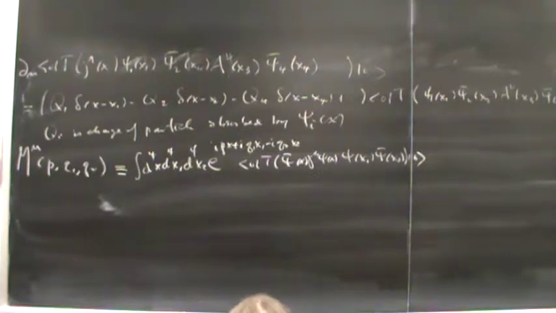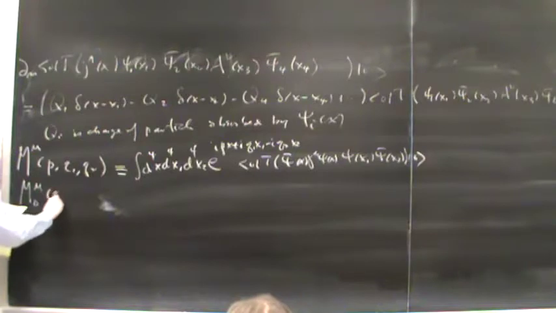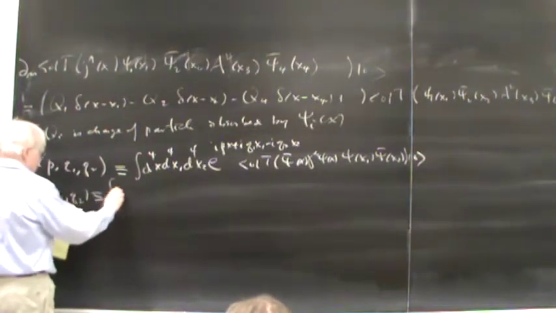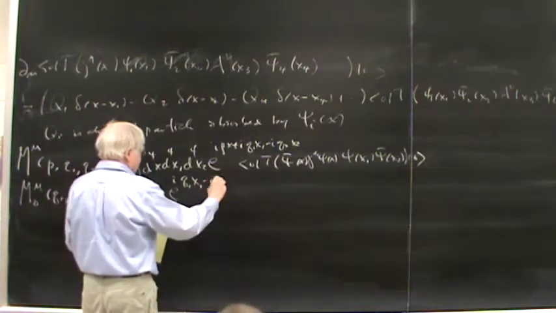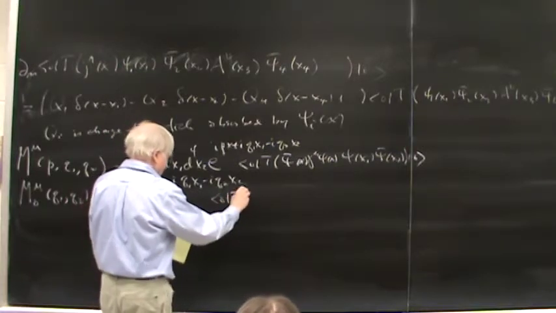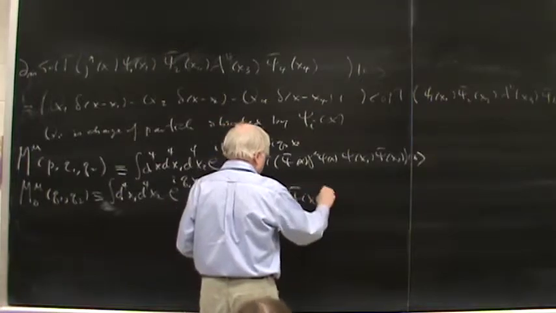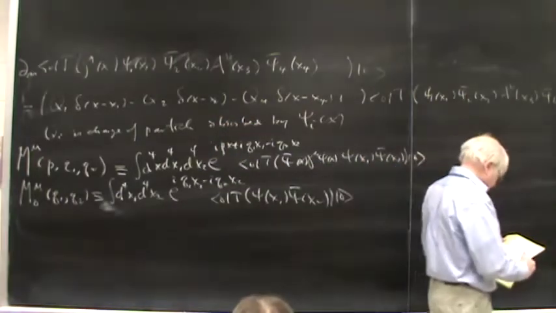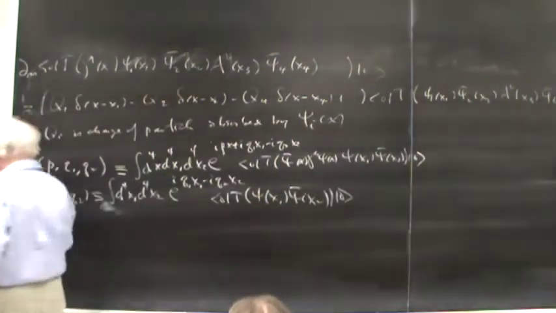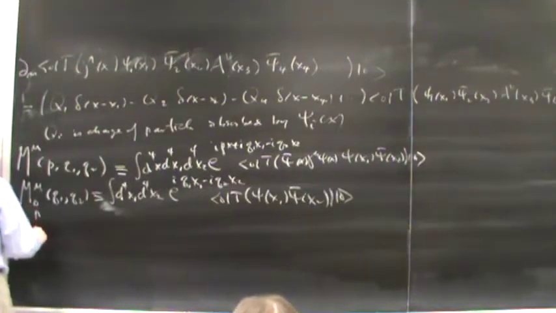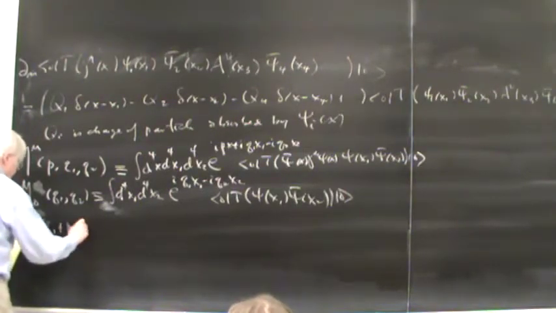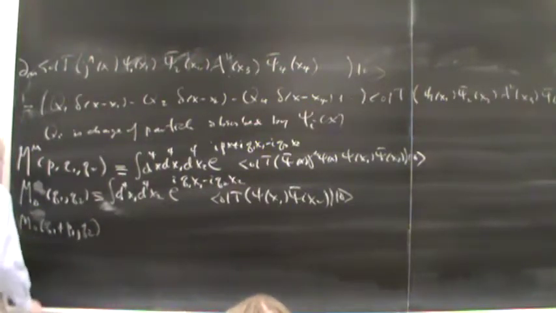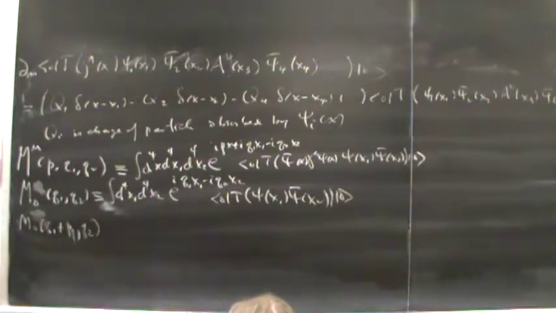And then we're going to define something else, an M0 of q1 and q2. And this is an integral d4x1, d4x2, e to the i q1 x1 minus i q2 x2, vacuum time-ordered product psi x1 psi bar x2. And in particular, it follows then that M0 of q1 plus p, comma q2. Now that's q1 plus p. I mistook a comma for a 1.